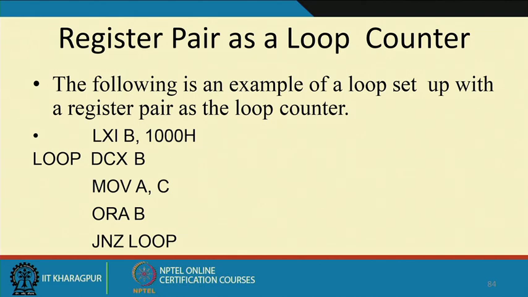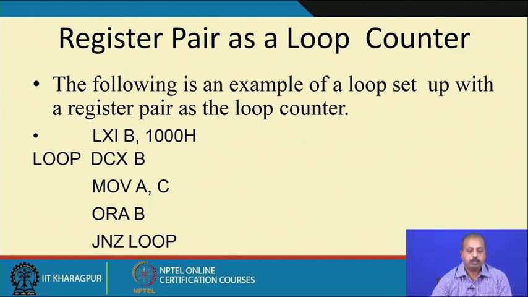Next we will look into an example of using a register pair as a loop counter for generating some delay. In this example, the first LXI B instruction will load the register pair BC with the value 1000 hex. So the B register will get the value 10 and the C register will get the value 00. As a result, the total BC pair is now holding the value 1000 hex.